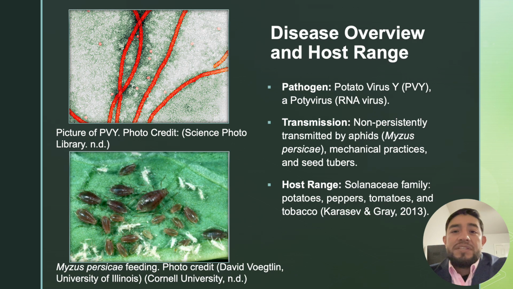A key characteristic of PVY is that it is transmitted non-persistently. This means the aphid picks up the virus on its stylet and transmits it to a new plant in a matter of seconds. It does not need to colonize the insect's gut like Xylella fastidiosa does.